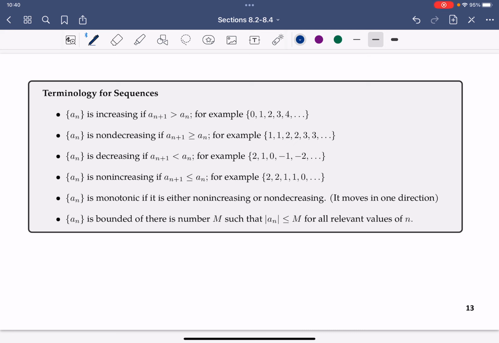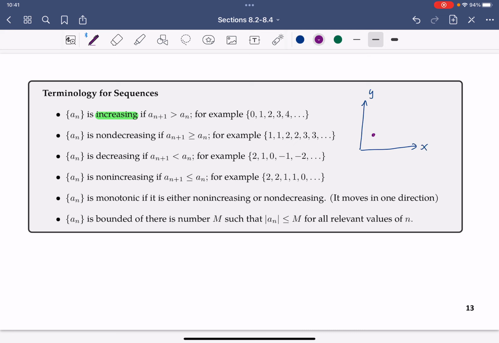So let's take a look at a lot of definitions here. The sequence is called increasing if a_(n+1) is greater than a_n. It is called non-decreasing if a_(n+1) is greater than or equal to a_n. By this I mean, everyone knows what it means by increasing, so it matches our intuition. Increasing means when you draw a graph of y versus x here.